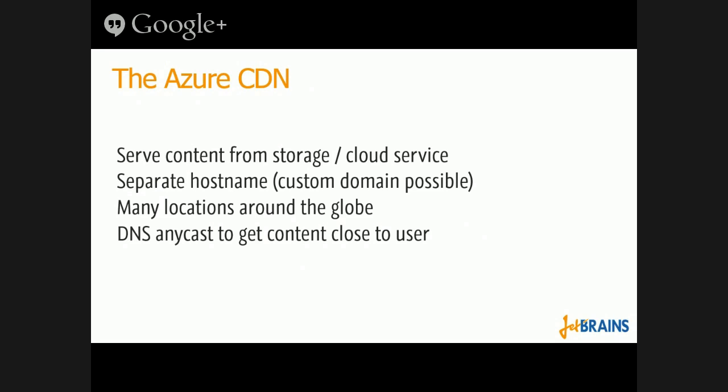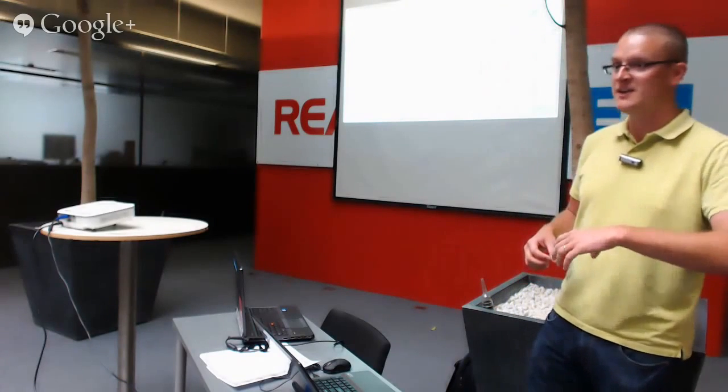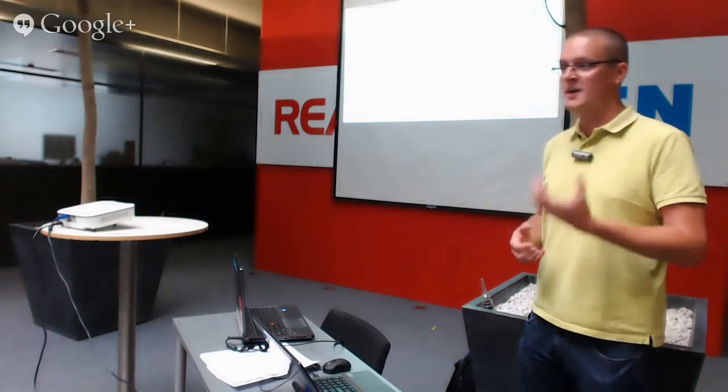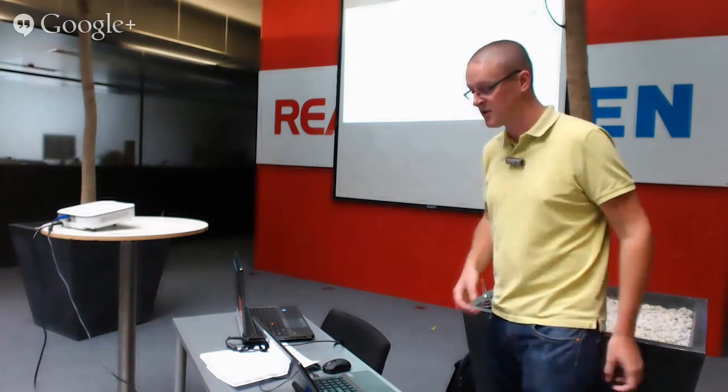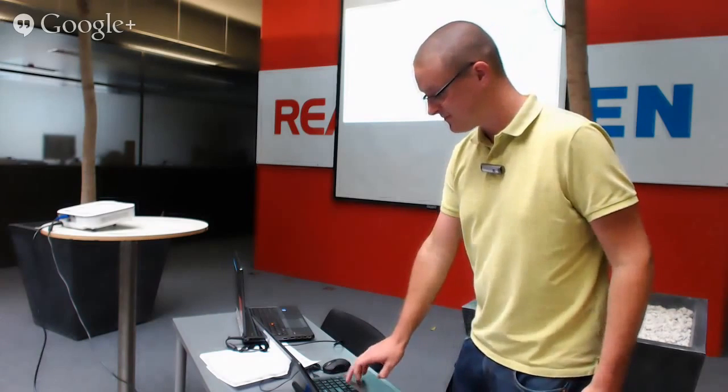A CDN has many locations around the globe, and using DNS multicast, what they do is bring the content close to the user. So imagine you have a user browsing the internet from Barcelona. They will probably end up on a server in Madrid to download the content. If you're in Belgium, you will probably end up either in Paris or in Amsterdam or in London to download that exact same content, and not on the origin, which may be in the US or in Asia even.